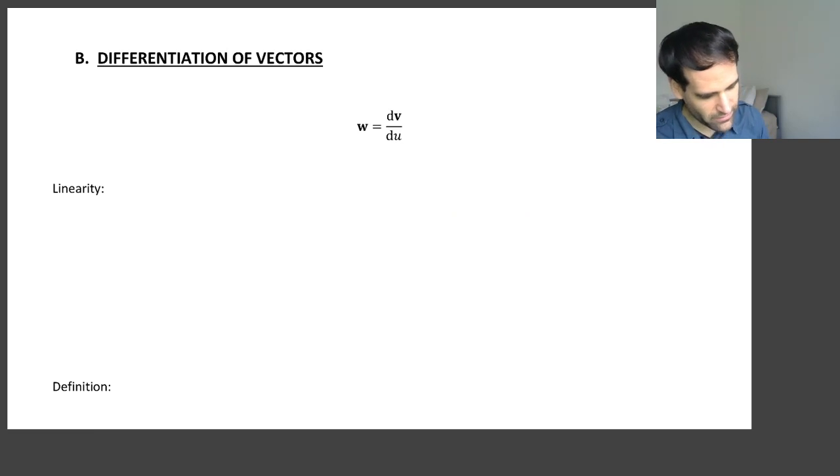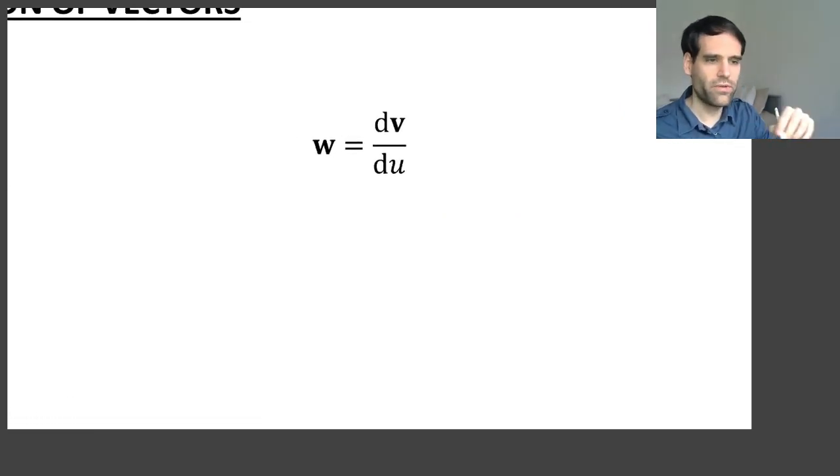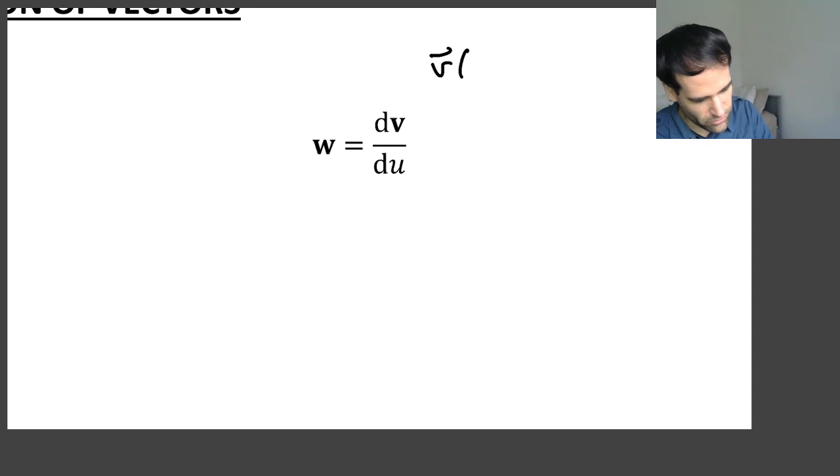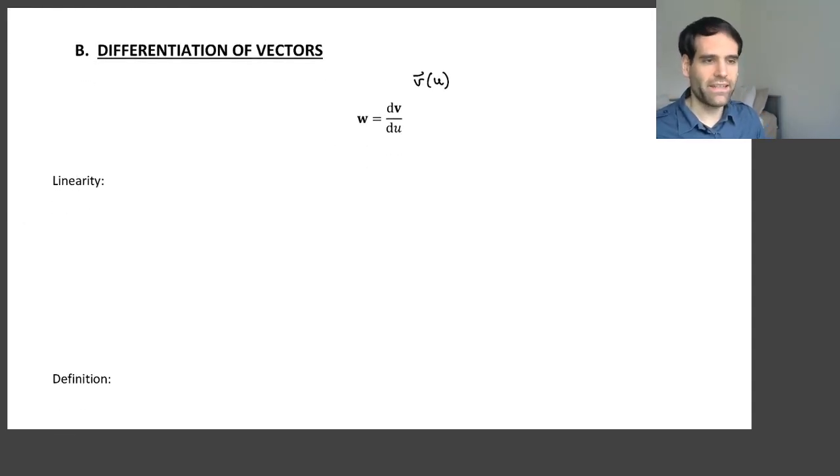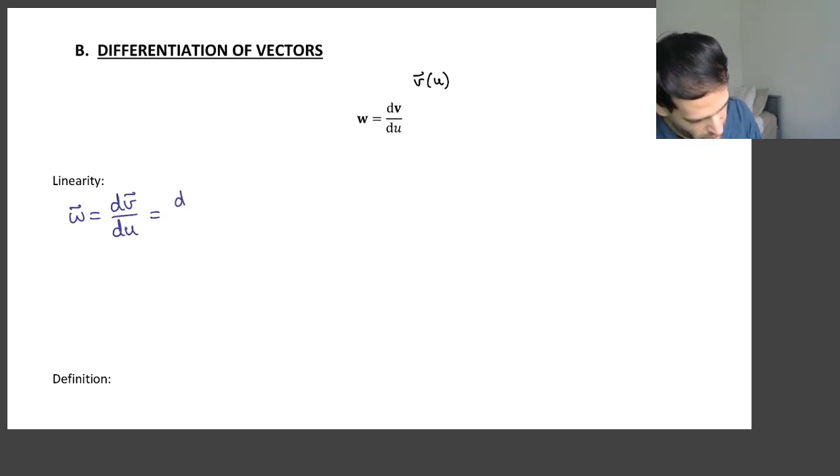The differential of a vector, dv over du, where u is a variable such that this vector depends on u. Okay? It is very easy to define by applying linearity. So let us write it here. Our vector w is equal to dv over du, which is equal to d over du of vector v, which in general can be written in a certain basis, right? So it can be v1 times a basis vector e1 hat plus v2 times basis vector e2 hat plus vn times basis vector en hat.